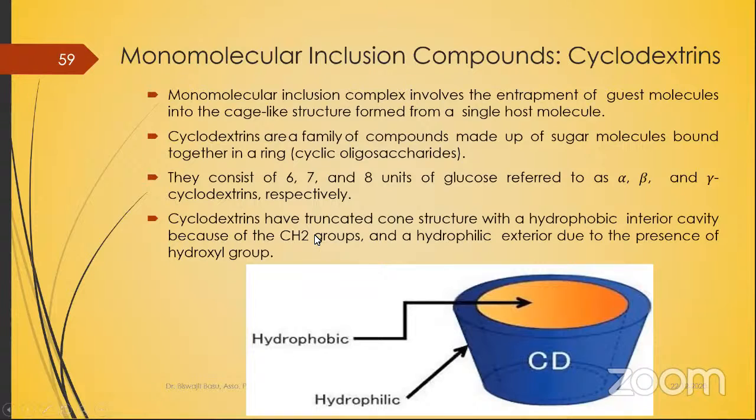Now, cyclodextrins have a truncated cone structure. This is a cone structure with a hydrophobic interior cavity because of CH2 groups and a hydrophilic exterior due to the presence of hydroxyl groups. Outside, it is hydrophilic in nature because of hydroxyl groups, and inside, it is hydrophobic in nature because of CH2 groups.